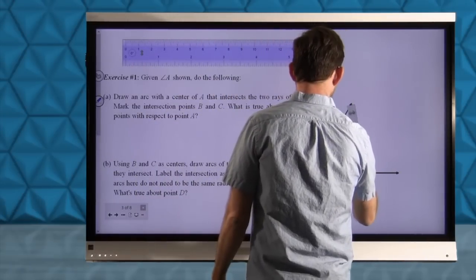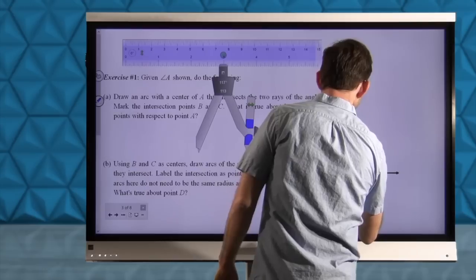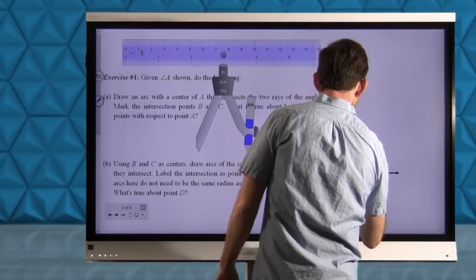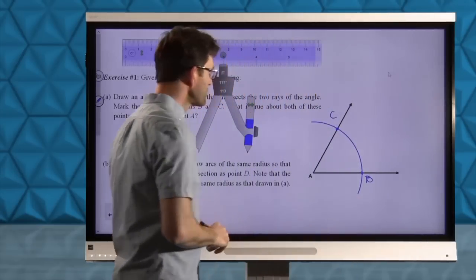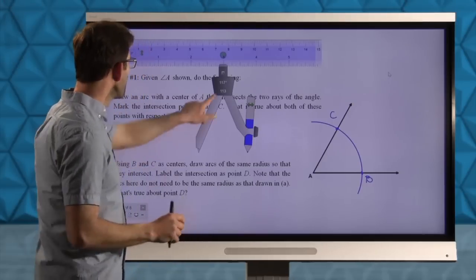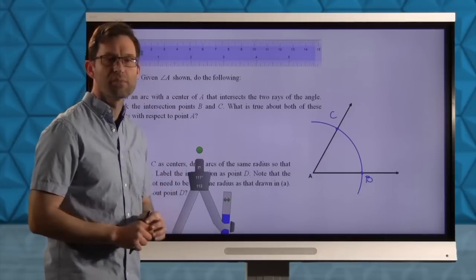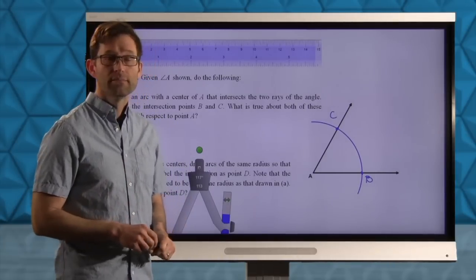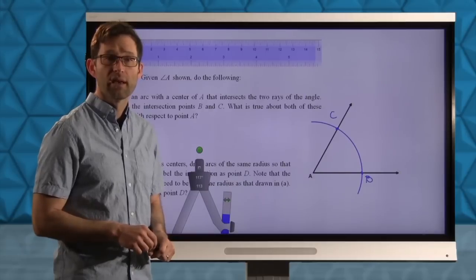All right, nice arc, passes through both rays. I'm going to move this away, and I'm going to label those intersection points as B, that's a beautiful looking B, and C. I don't even think that looks like a B. Anyway, part of this question then says, what is true about both of these points with respect to A? What's true about both B and C with respect to A?